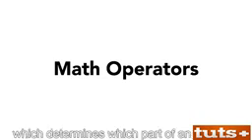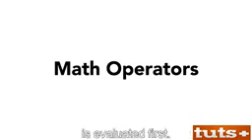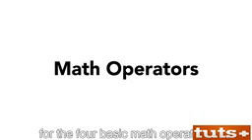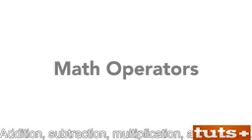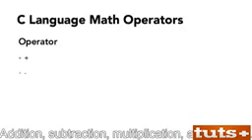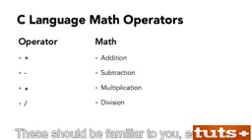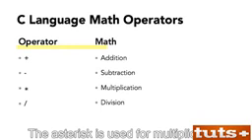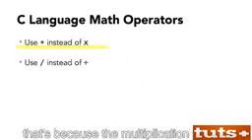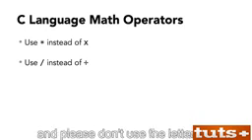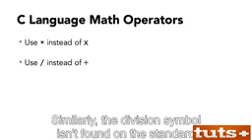The C language uses 4 basic symbols for the 4 basic math operators: addition, subtraction, multiplication, and division. These should be familiar to you, especially if you've used a spreadsheet. The asterisk is used for multiplication. That's because the multiplication symbol isn't available on the keyboard, and please don't use the letter X. Similarly, the division symbol isn't found on the standard computer keyboard, so a slash is used instead.